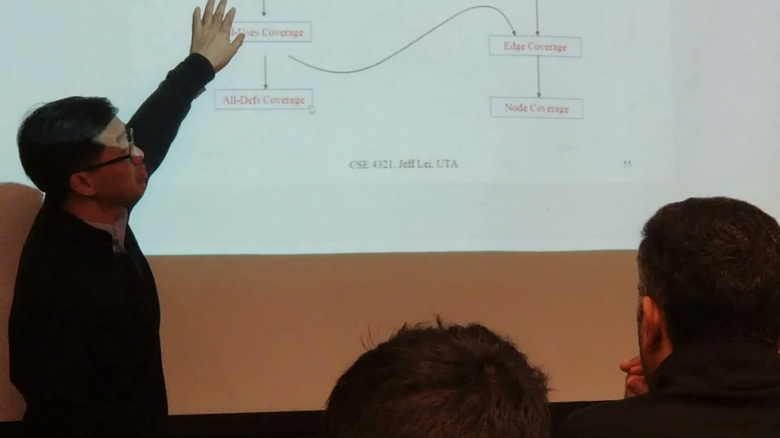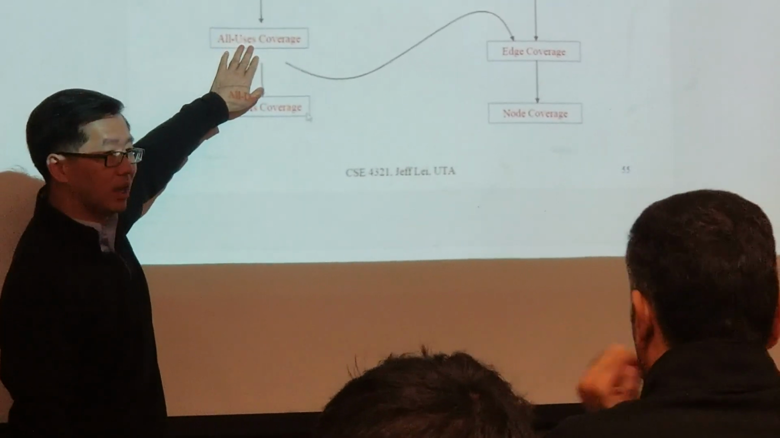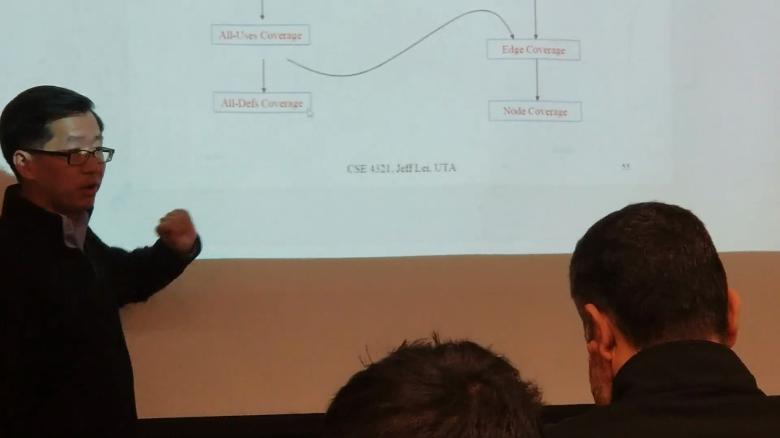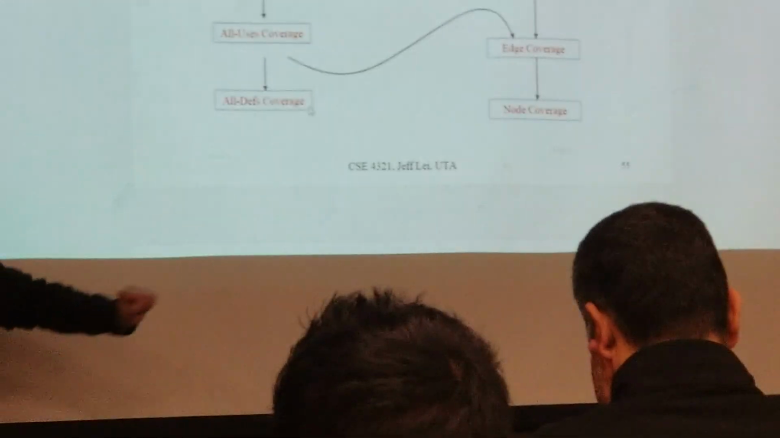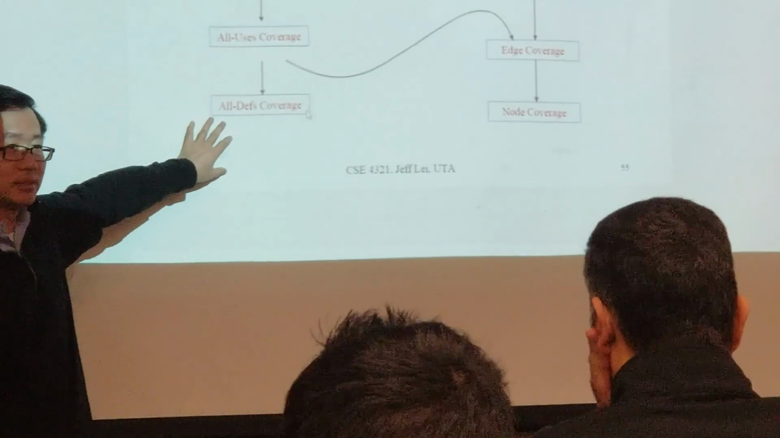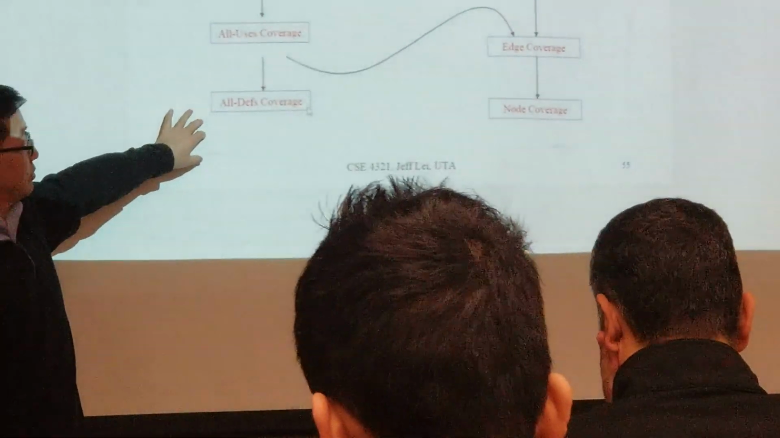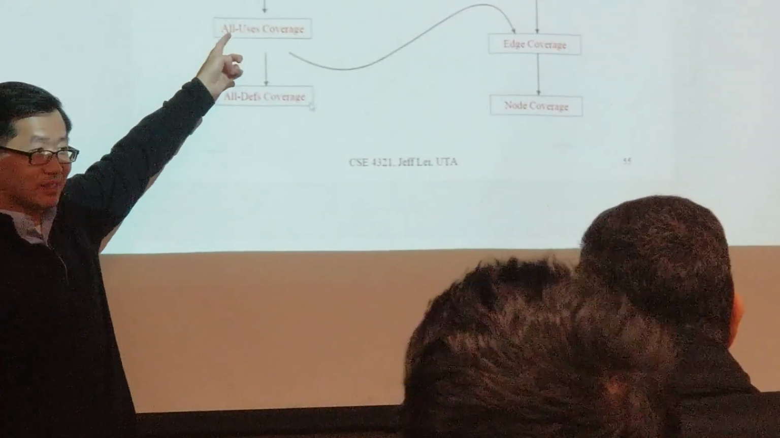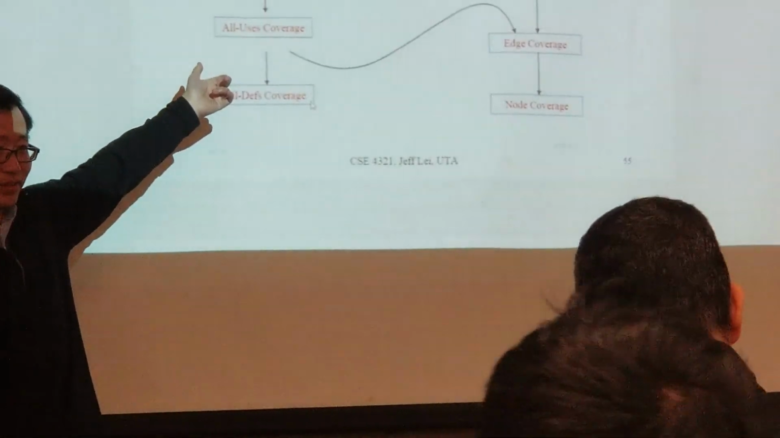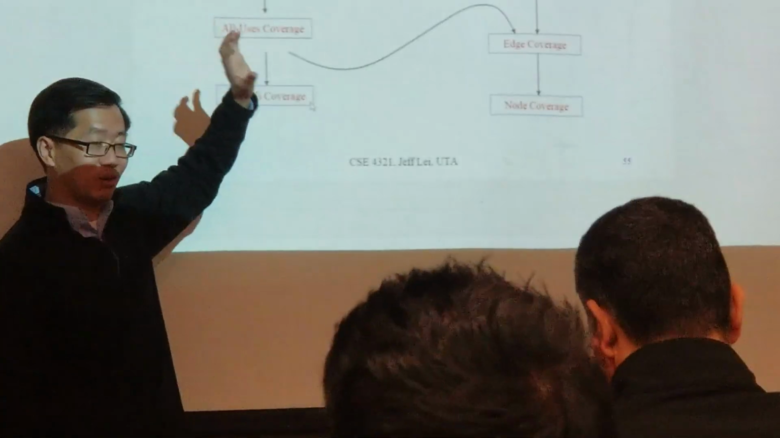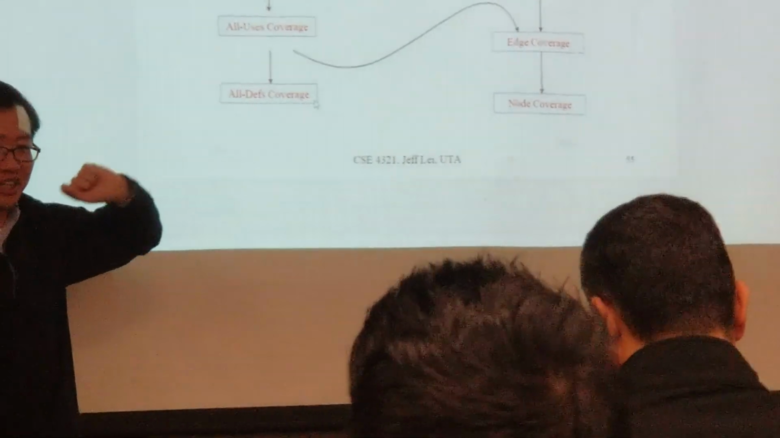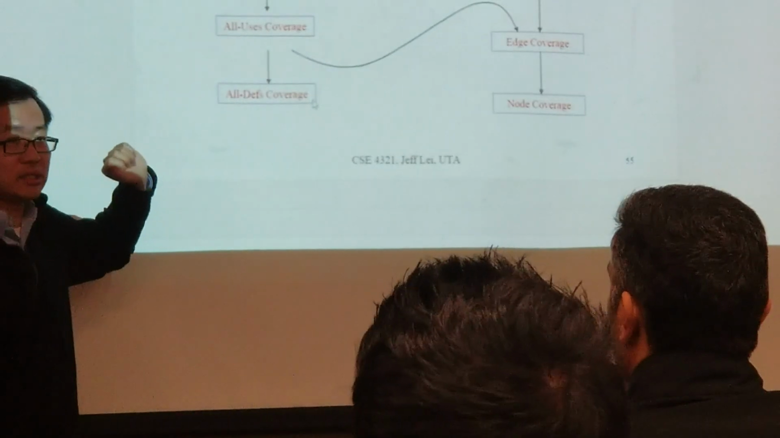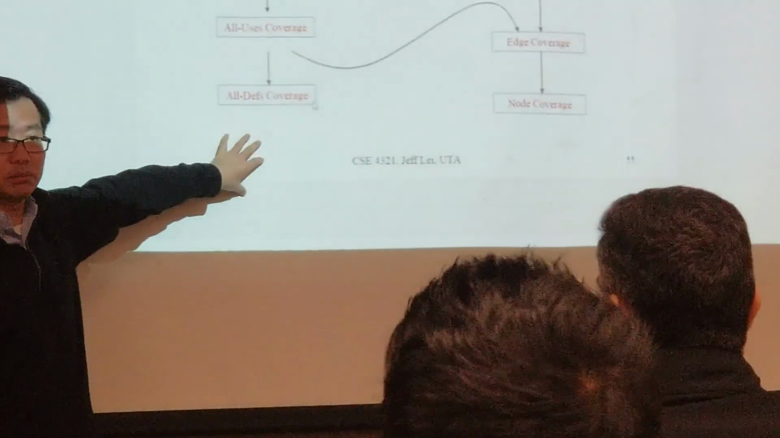So all uses paths coverage is stronger than all uses coverage, and all uses coverage is stronger than all defs. If you look at the definition, all defs only has each definition once. This one has every use of each definition. And this one has all possible paths between the definition and use. So by definition, you can easily derive this relationship.